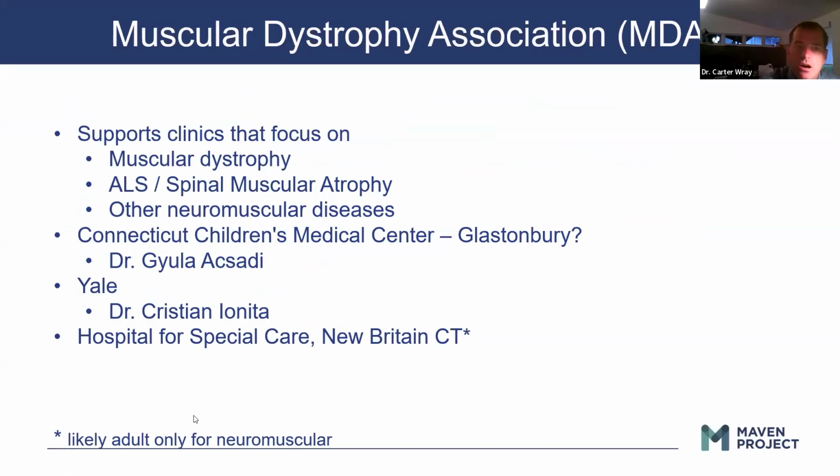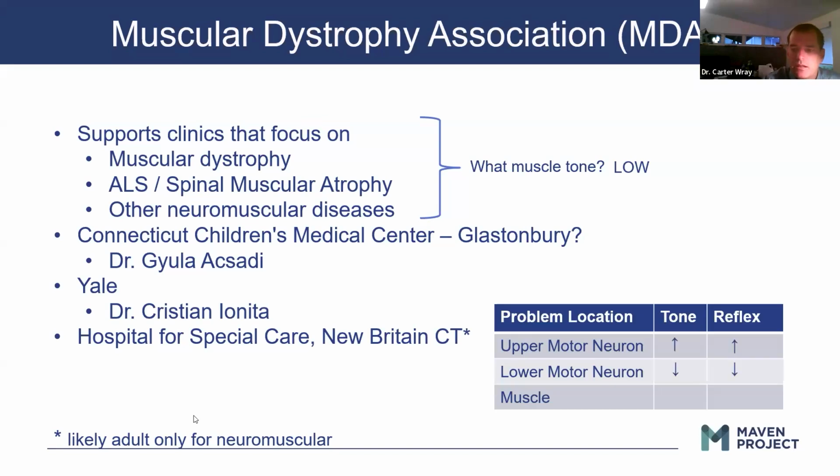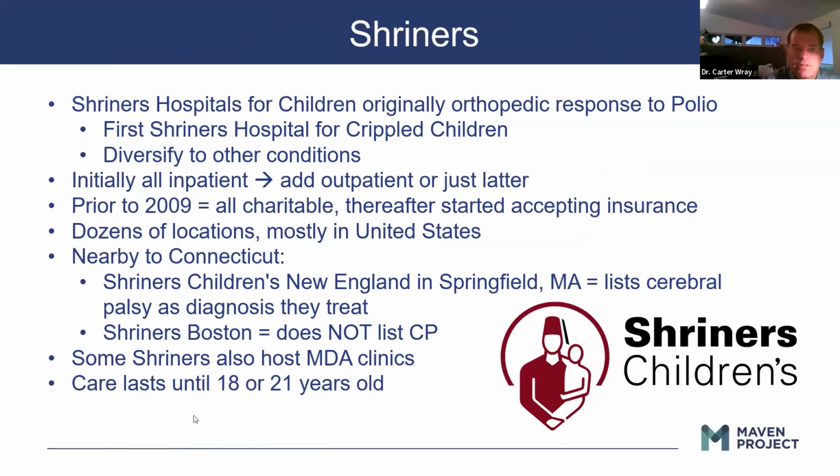The MDA clinics are great. They support specifically things that are going to have low muscle tone because they're either from the spine or they're from the muscle. You have 2 muscular dystrophy clinics in Connecticut, and there's a third one that I think just services adults. So again, the kids with muscular dystrophy should have low tone, low reflexes, and some of them will have normal reflexes initially.